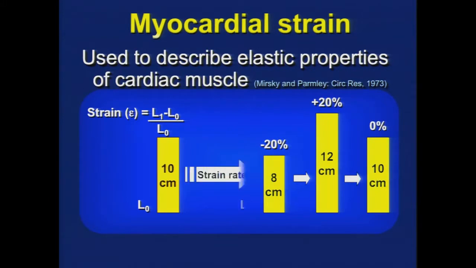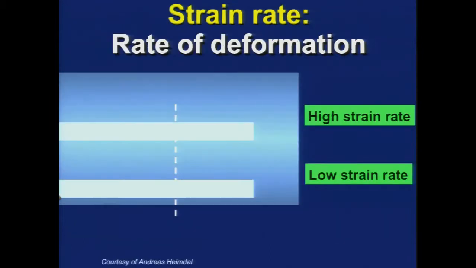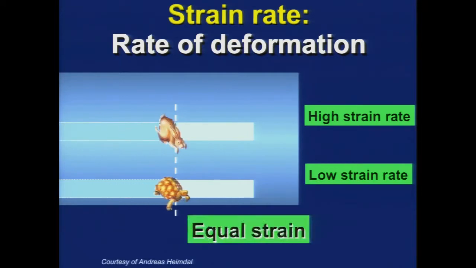Strain rate, it's a completely different parameter. It is the rate at which these segments either shorten or lengthen. So here, for example, we see the tortoise. It starts at the start line, and the tortoise hits the finish line. The hare does the same thing. They covered the same distance. They had equal strain. It's just that the tortoise moves slower than the hare, so it has a lower strain rate. So you could have a situation where they could certainly have equal strain, but very different strain rate.